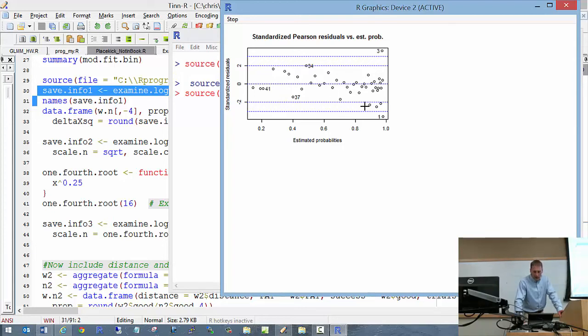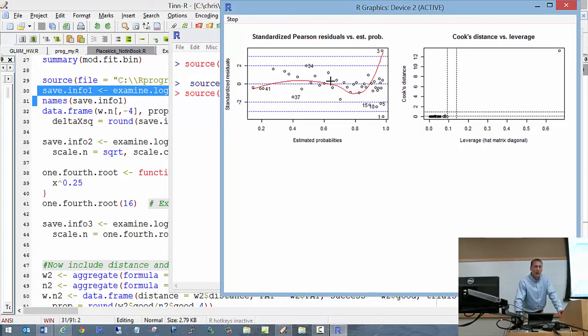Typically you are only concerned about the ones that are kind of outlying. Once I'm done with that, I right click, that brings up a little shortcut menu, and I say stop. Notice the lowess regression model is drawn on there in red to help us identify potential trend.